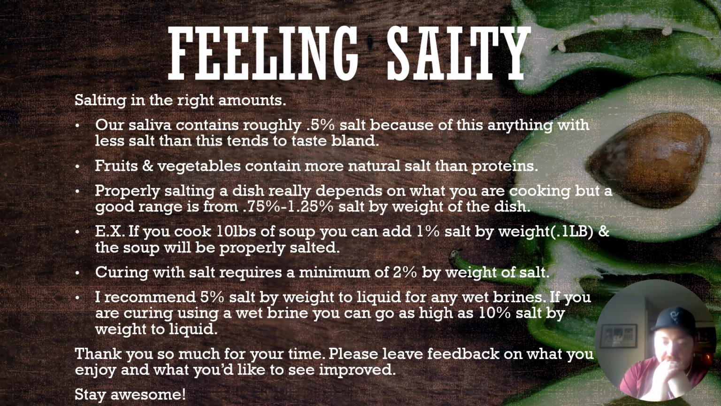Now, if you're doing a brine, you're going to go with 5% salt by weight to liquid. So if you were using 10 pounds of water, you'd use 0.5, or half a pound, of salt in that water for the brine. Now, you can go as high as 10% salt, which is good for something where you're not only trying to cure it, but you're not seasoning it at all after. You're not adding anything to it.